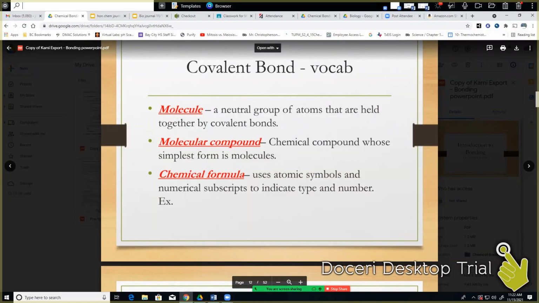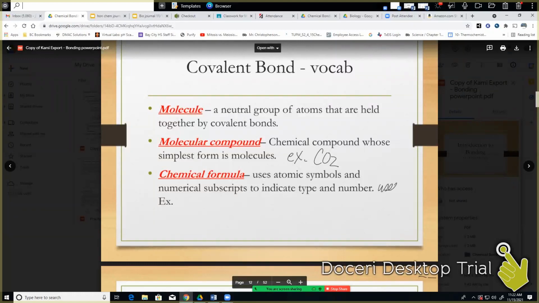So start off with a little vocabulary: molecule, molecular compound. Anything that has to do with molecule is always a covalent compound. That means it's held together by covalent bonds. Molecular compound is going to be the formula for a covalently bound compound. So an example would be CO2.